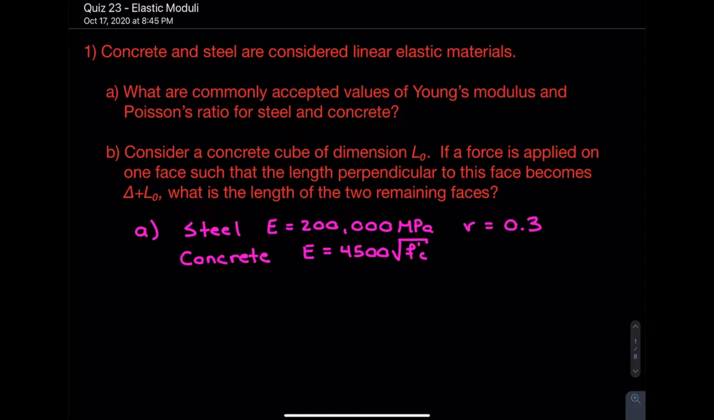So in the end, I get the concrete Young's modulus to be around 25,000 MPa. So as you guys can see, it's a lot lower when compared to steel. Kind of a little fun fact.